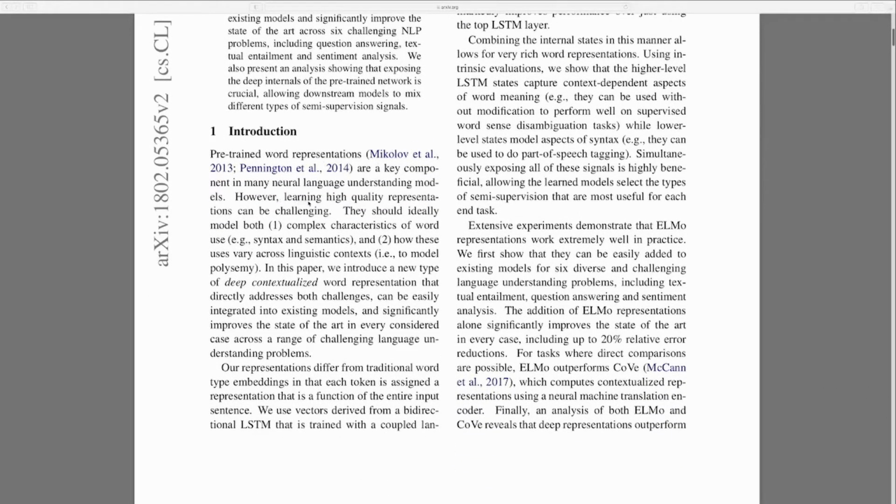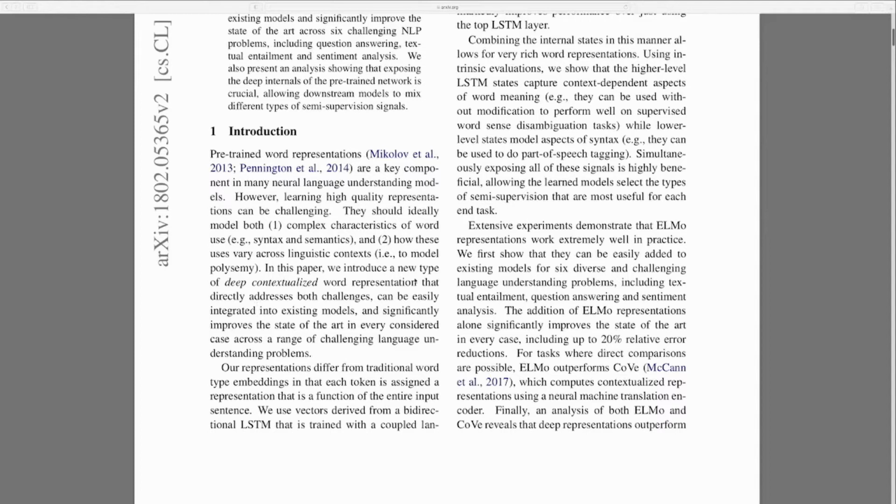At the beginning, the paper talks about some of the challenges of learning high-quality word representations. The first challenge is that we need to capture complex characteristics of word, mainly the syntactic and the semantic information. Secondly, we also need to make sure our word representations can vary based on the contextual information. Recall the bank example I gave in the last presentation.